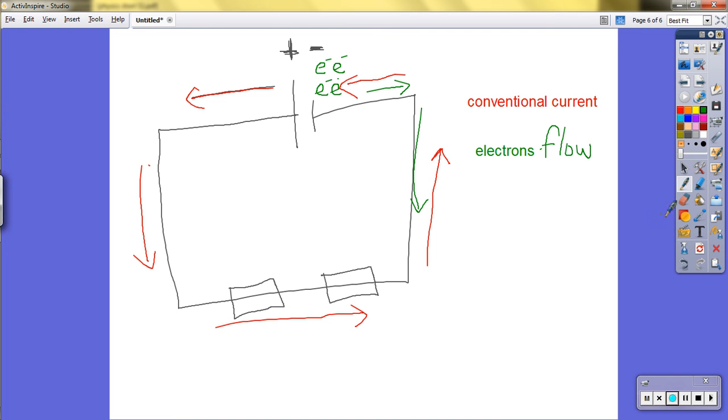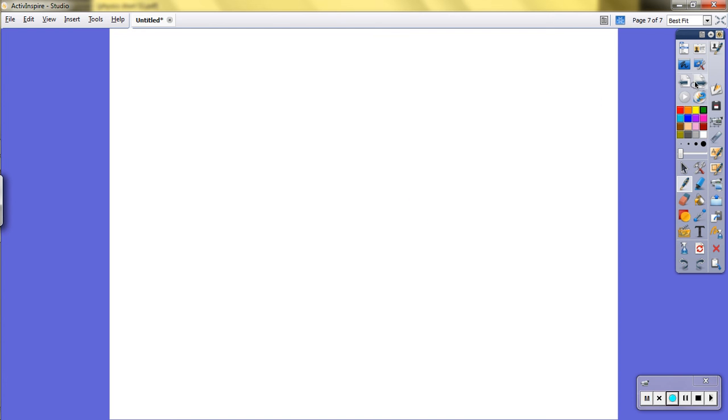So if I was an absolute silly person, and I erased all of this, you can tell me which side is positive and which side is negative because you know which way the electrons are flowing, because it's opposite to conventional current. Capish? Now let's get on to ammeter.